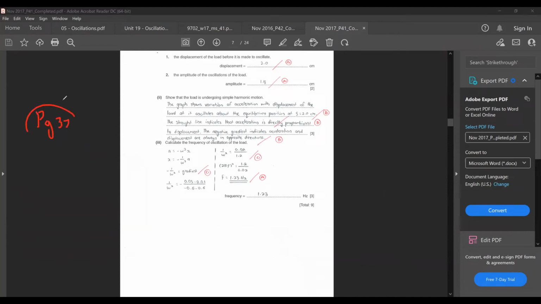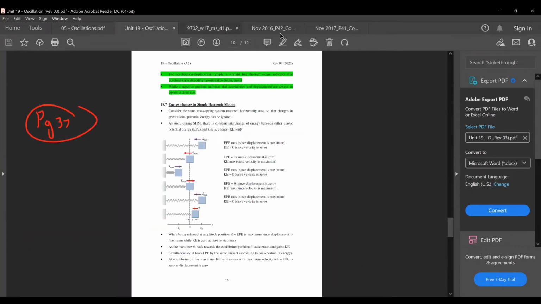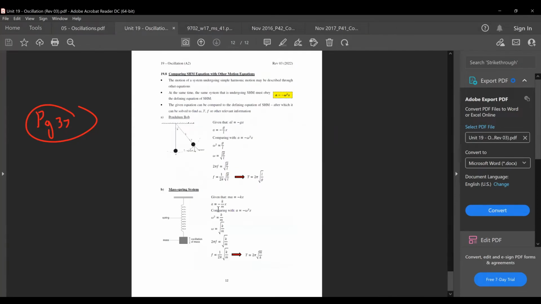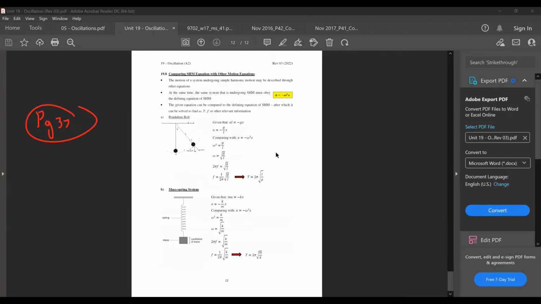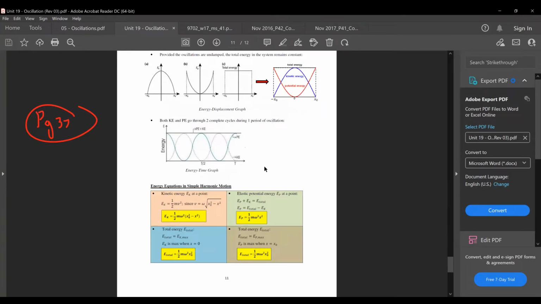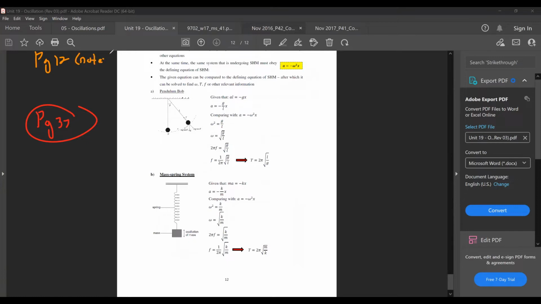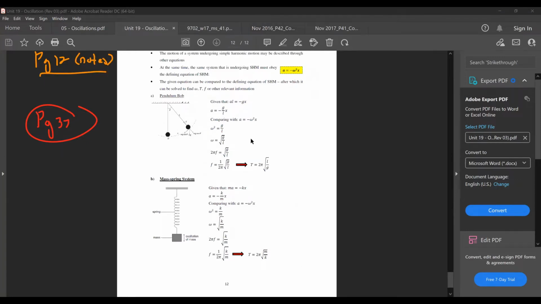So have a look at page 37. Okay, so let's have a look at the notes. There's one part I need to cover with you before we can even do this question. If you just look at page 12 of your notes first, I need to go through this part with you before we can do page 37.